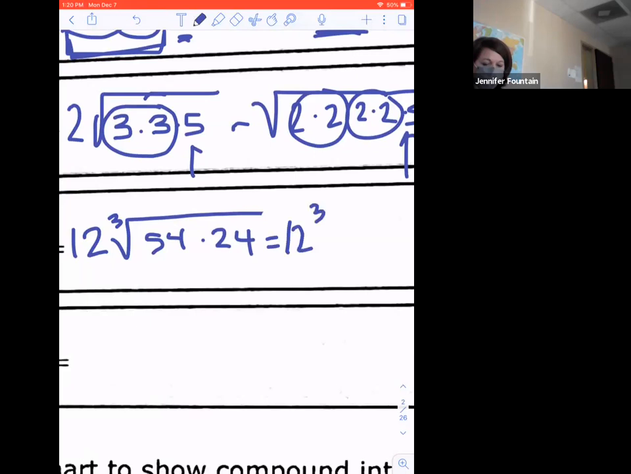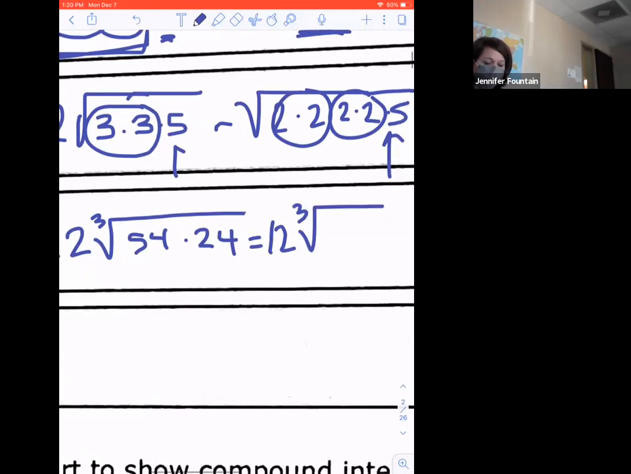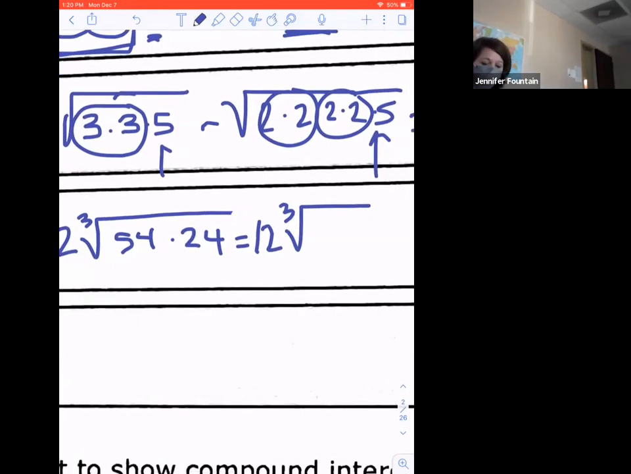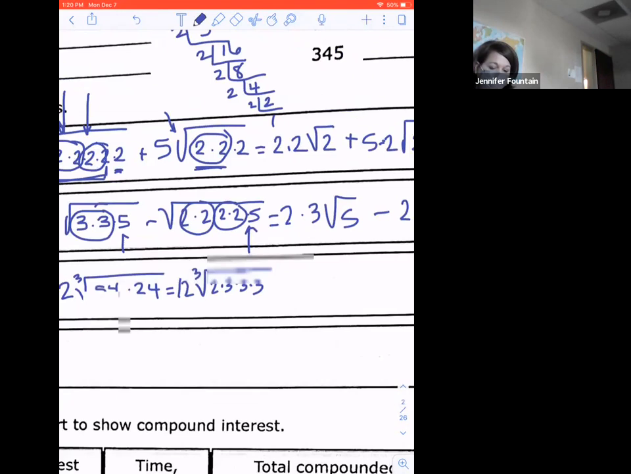So I have 12 times the cubed root of, all right, we've got to break down 54. 54 will be 2 times 27. 27 will be 3 times 9, and 9 is 3 times 3. So 2 times 3 times 3 times 3 represents 54. Now I need to break down 24. 24, smallest prime factor is 2, and that's 2 times 12. 12 will be 2 times 6, and 6 will be 2 times 3.